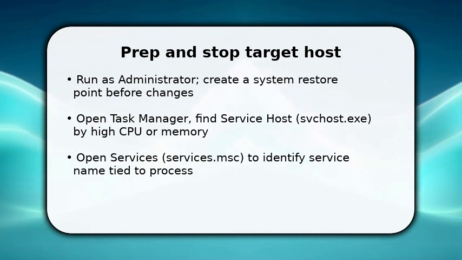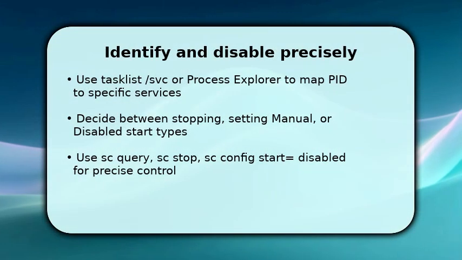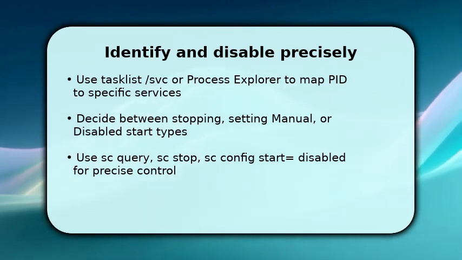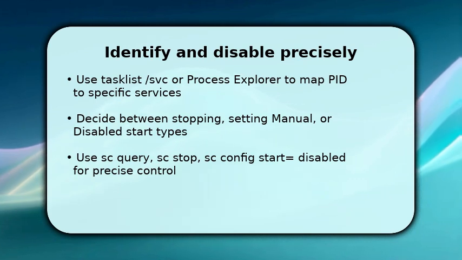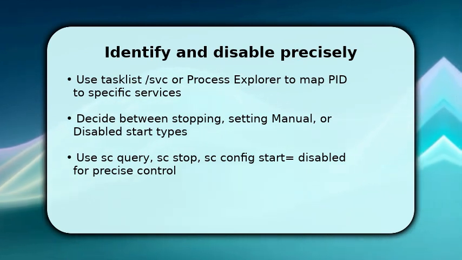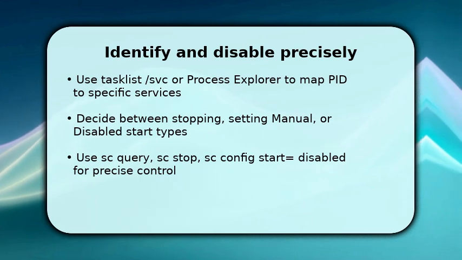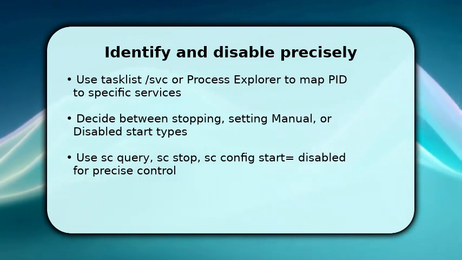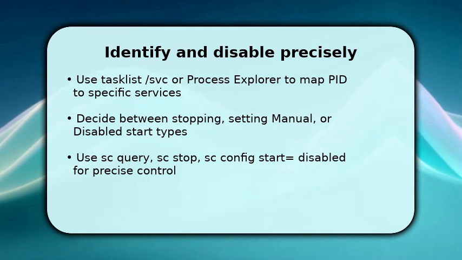Once you've mapped the PID to the exact service, pause and evaluate dependencies. Some services host multiple functions. Use tasklist /svc or procexp to confirm which service binary is tied to the service host process. If safe, stop the service with sc stop <service name> to test impact.